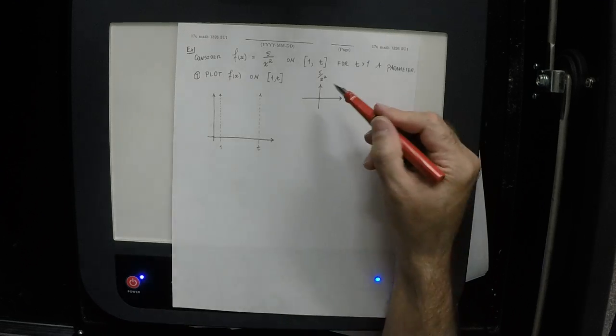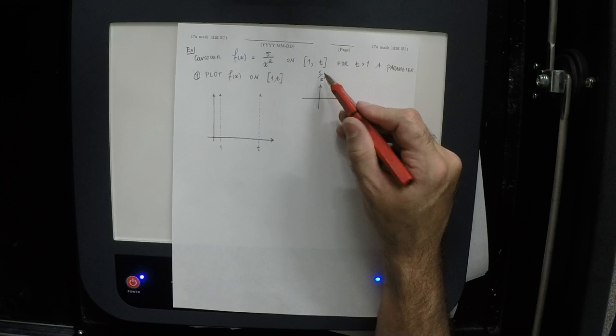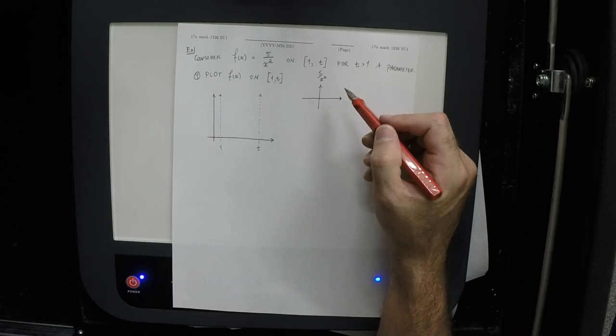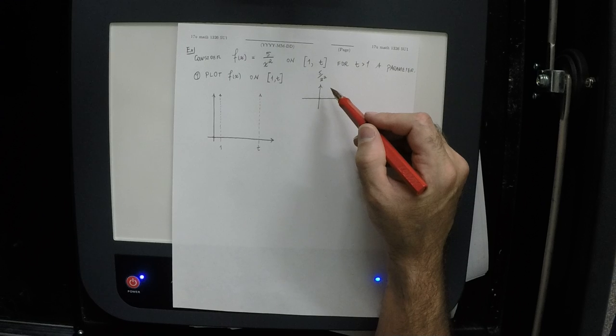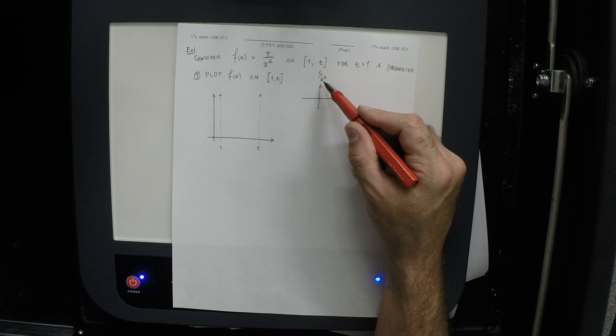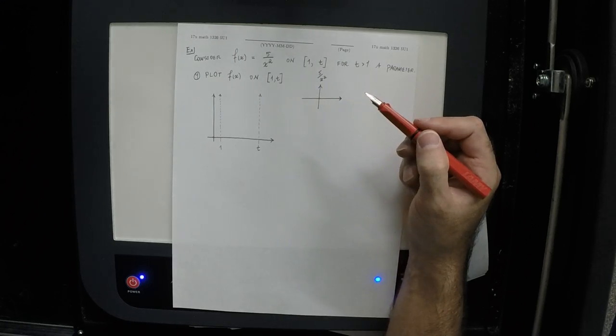So let's think about this for a moment. What if x is big, like 10? What's 5 over 10 squared? Well, what is 10 squared? 100, right? So that'd be 5 over 100, a small positive number. Let's make x bigger. What if x is 1,000? What's 1,000 squared? A million. So that'd be 5 over a million, an even smaller, but still positive number.